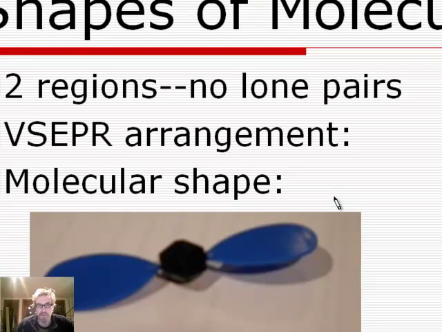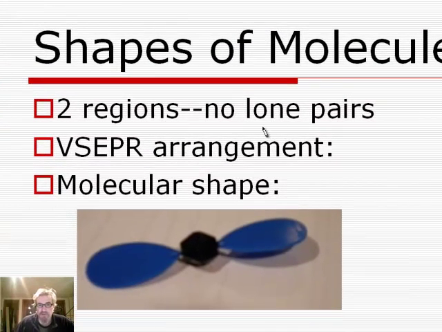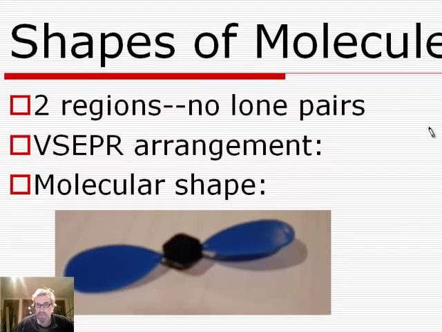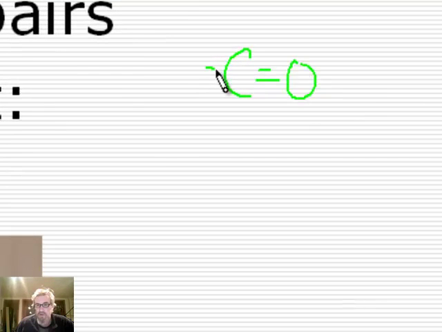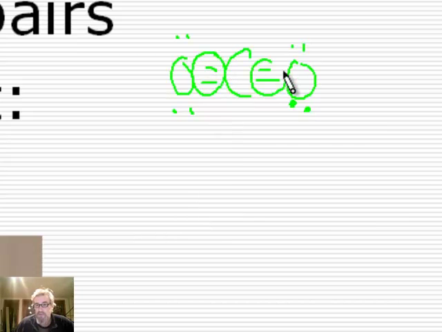Let's look at our first case. This is two regions of electron density with no lone pairs. An example would be carbon dioxide. Here's the Lewis structure for carbon dioxide. When we're making these shape determinations, we're always looking at the central atom. So we're looking at the carbon here, and how many regions of electron density does it have around it? And the answer is 2. There's one, there's the second one. So 2 regions of electron density.